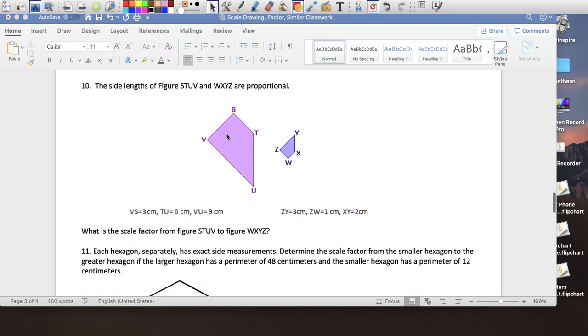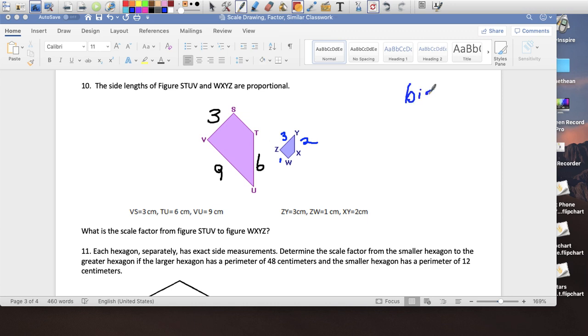Number 10. So again, you just got to make sure that this picture, when you're doing something like this, that you label them correctly. So VS is 3, TU is 6, and VU is 9. On the other picture, it says that XY is 3, ZY is 3, ZW is 1, and XY is 2. Okay. What's the scale factor from STV to WYZ stuff?